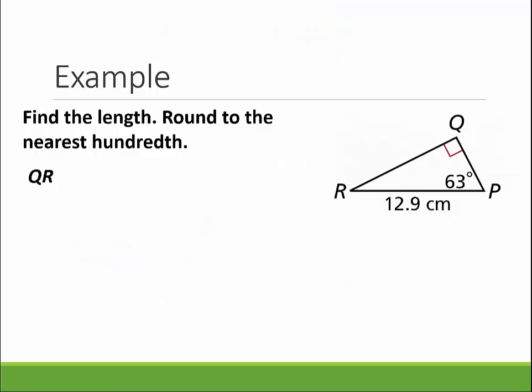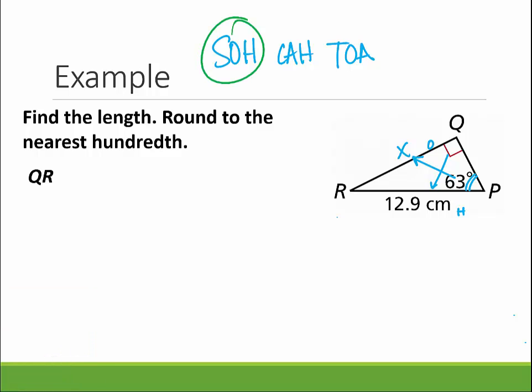So let's do another one. I need to find QR. This is what I don't know here. So again, I look at the angle that I'm given and look at what parts they told me. So I definitely have the opposite side. And then this is the hypotenuse. So again, SOHCAHTOA, they tell me opposite and hypotenuse. So that means I'm going to use the sine function with opposite and hypotenuse.